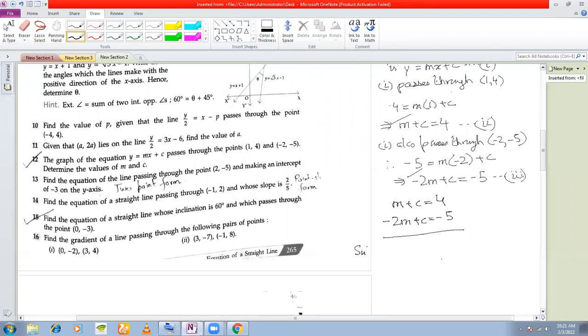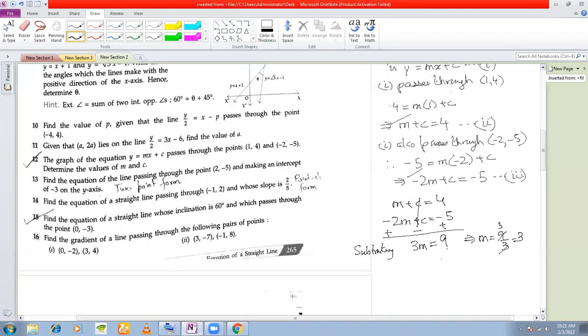Subtracting. So minus, and you have a plus, and you have a plus sign here. This cancels, and 2m plus m will give you 3m, and 5 plus 4 will give you 9. You're getting m is equal to 9 by 3, which is 3. So the value of m is 3.